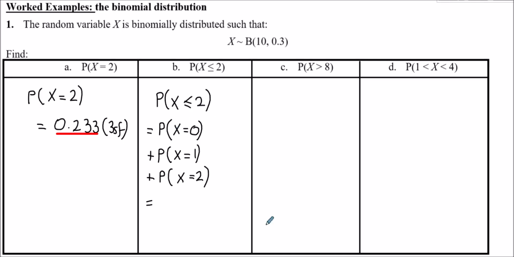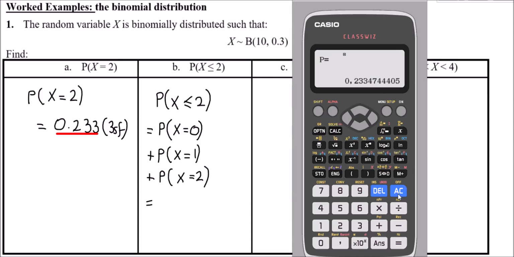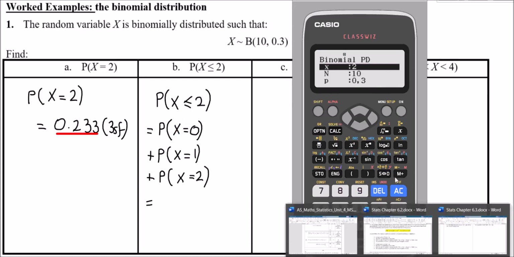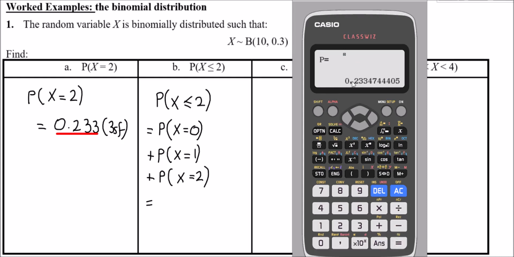So let's do this. If I press AC to get back, what I want here is the chance of x being 2, which we had from before. Just to remind ourselves, that's 0.23347. I'm going to give it to some extra accuracy to avoid any rounding error.